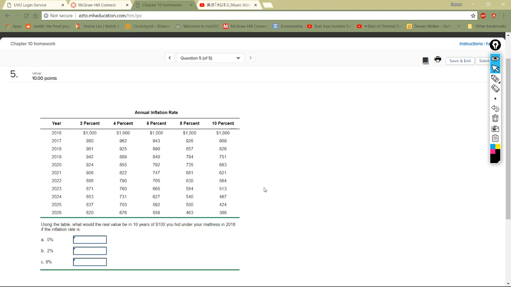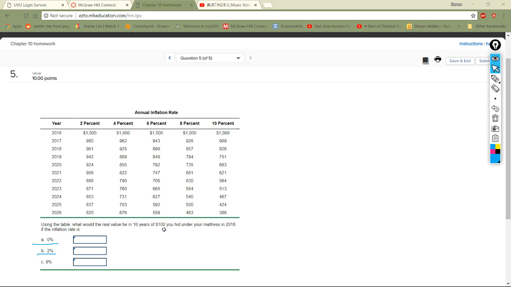Ooh, we got a fancy chart. We might not need it, but you can use the chart if you want. All right. Using the table, what would the real value in 10 years be of $100 you hid under your mattress in 2016 if the inflation rate is, and it gives you some options. Basically, this question is wondering what's happening to your money if it's not growing over time. Because if there's inflation going on and you're just holding on to money, it's losing value. If it's 0% inflation, then you're lucky. Your money is the same as what it was when you hid it under your mattress.